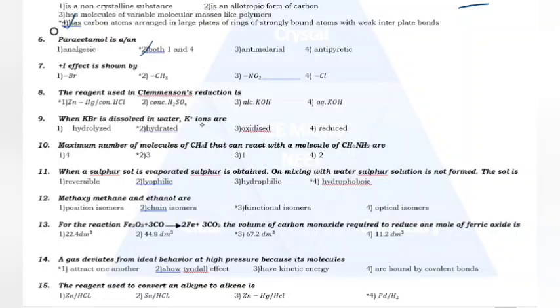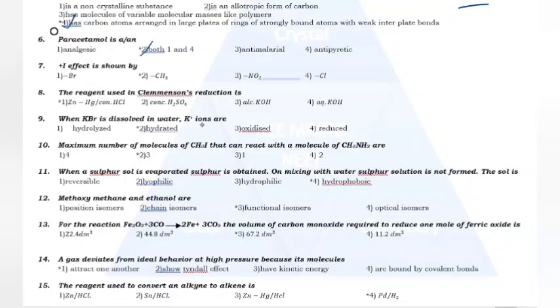Next, the placebo effect is shown by? If we look at these options, we can easily say that the methyl group is showing plus I effect because all others are showing minus I effect. It's quite an easy one. Let's move to the next one.